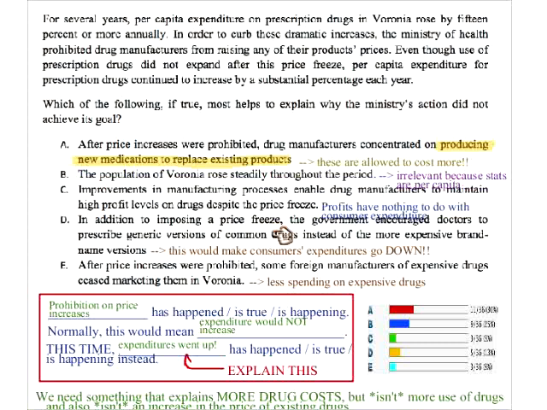C. C is just about profits. C has nothing to do with how much consumers are paying. So you're trying to explain why per capita expenditure went up, and expenditure means how much people are paying for the drug. It doesn't have anything to do with profit. It has to do with the cost paid. So the manufacturers' profits have nothing to do with why consumers' expenditures have gone up. Other questions? If not, we'll move on to another one.